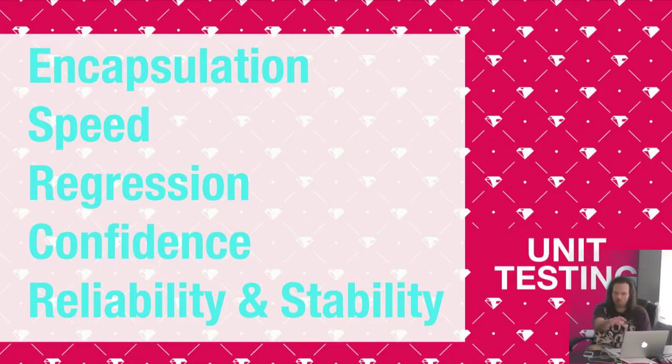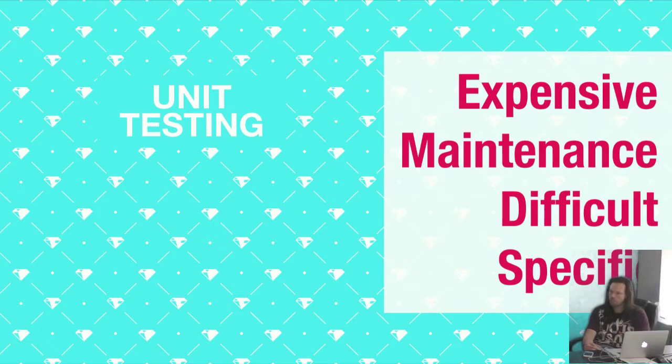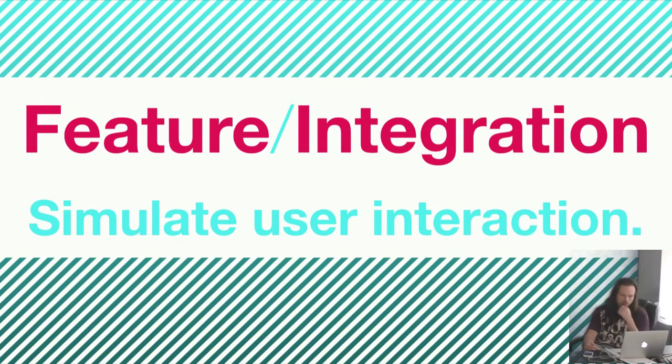You get most of these features from integration testing as well. I would say that confidence, reliability, and stability would be two things for sure. Regression is another one. Not necessarily speed. You're going to notice things slow down a little bit, and I'll try to explain why that is. It's not really encapsulated with feature testing. So feature testing has some of these pros, some of these cons, but it does solve this specificity problem.